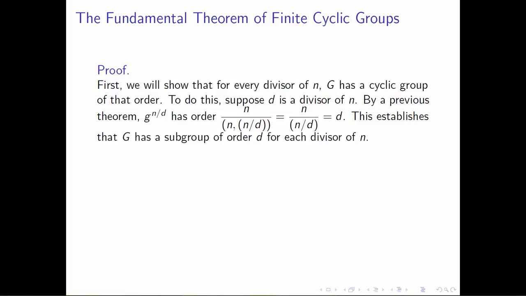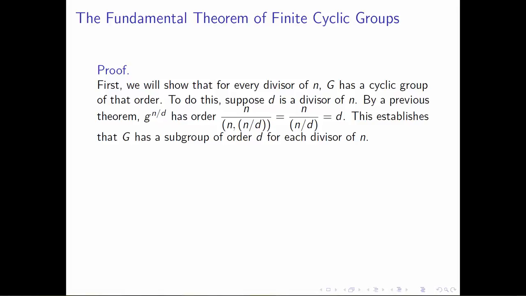Remember that n over D does in fact divide n, so the GCD of n and n over D is n over D. And when you simplify this sort of complex fraction, in the end what you get is D. Now this establishes that G has a subgroup of order D. In particular, it's the group generated by G raised to the n over D power. And this was true of an arbitrary divisor D of n. So G, in fact, does have a subgroup of order D for each divisor of n.